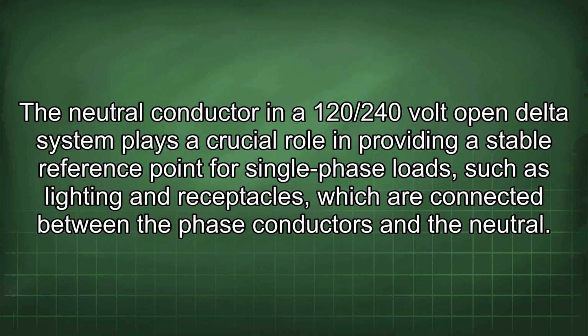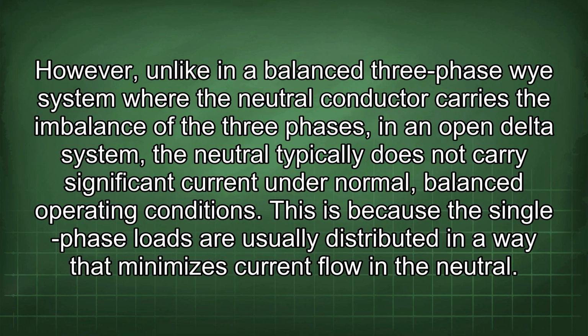The neutral conductor in a 120/240-volt open delta system plays a crucial role in providing a stable reference point for single-phase loads, such as lighting and receptacles, which are connected between the phase conductors and the neutral. However, unlike in a balanced three-phase Y system where the neutral conductor carries the imbalance of the three phases, in an open delta system, the neutral typically does not carry significant current under normal, balanced operating conditions. This is because the single-phase loads are usually distributed in a way that minimizes current flow in the neutral.